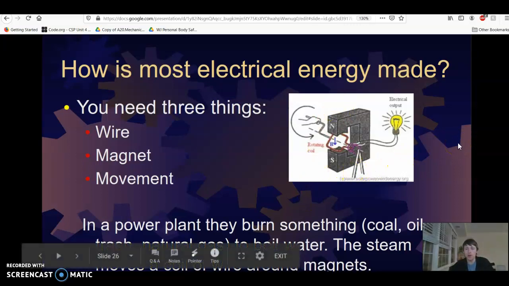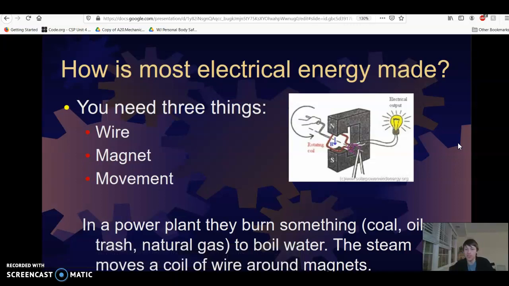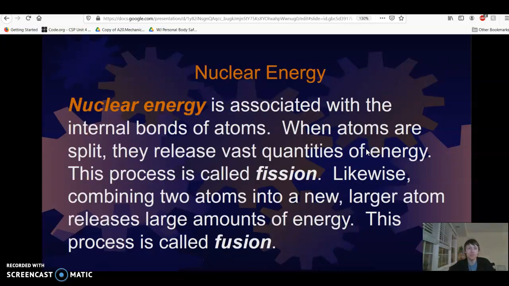In a power plant, we burn something, usually coal, oil, trash, something, to boil water. And then the steam of the water moves a coil of wire around magnets. Now, these coils of wire, as we say, are much larger. They're huge turbines, and they spin really, really fast, as we'll see in a video coming up. So it's not quite what this diagram would have you believe.